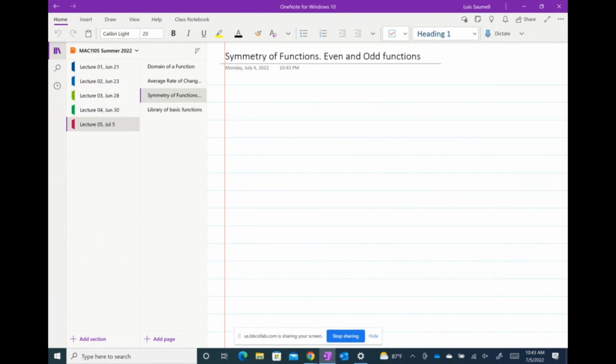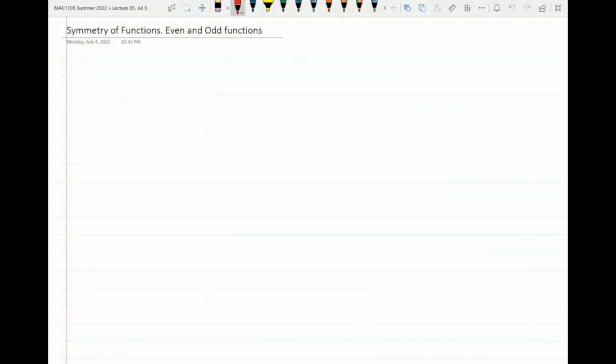Okay, so symmetry of functions, even and odd functions. We already saw a little hint of this earlier today. An even function is a function that is symmetric with respect to the y-axis. So these are functions that look like a mirror. The y-axis is like a mirror.